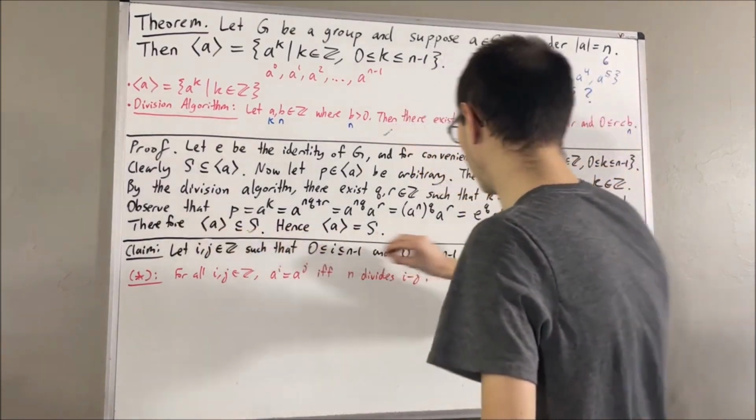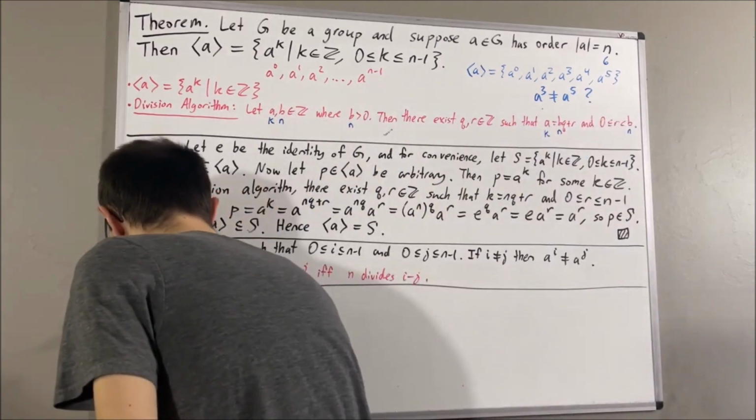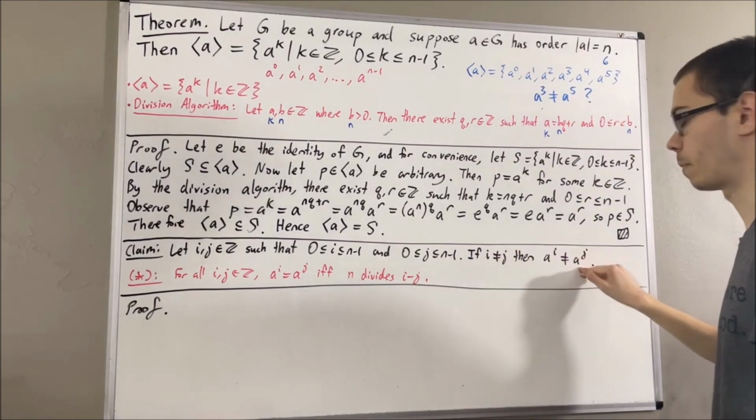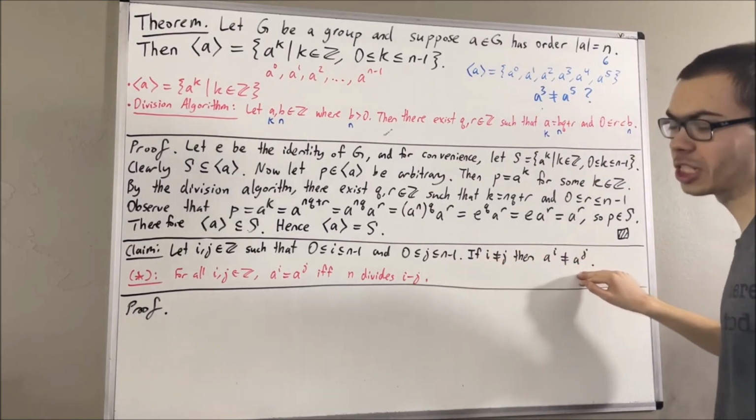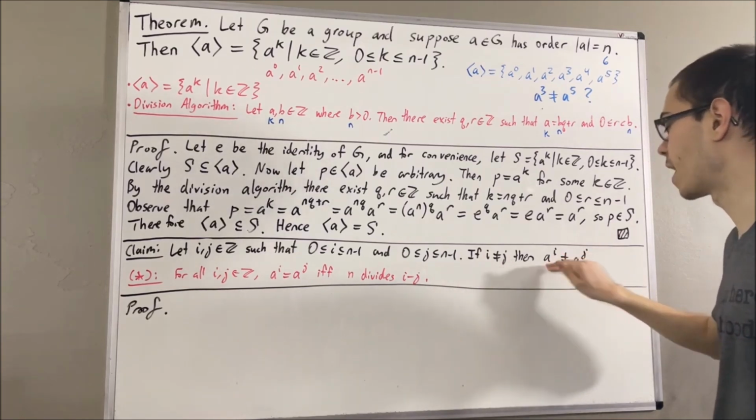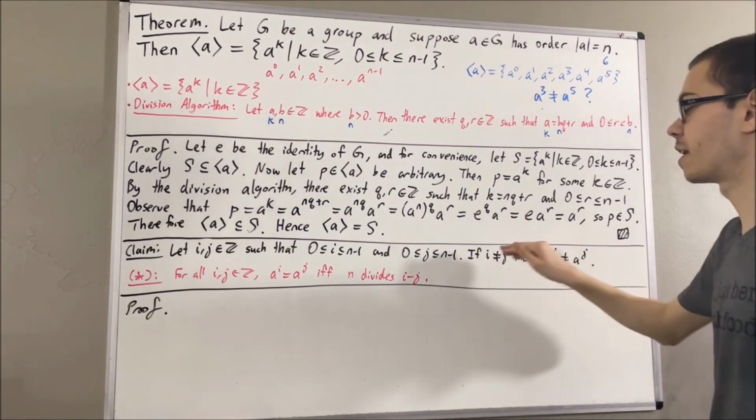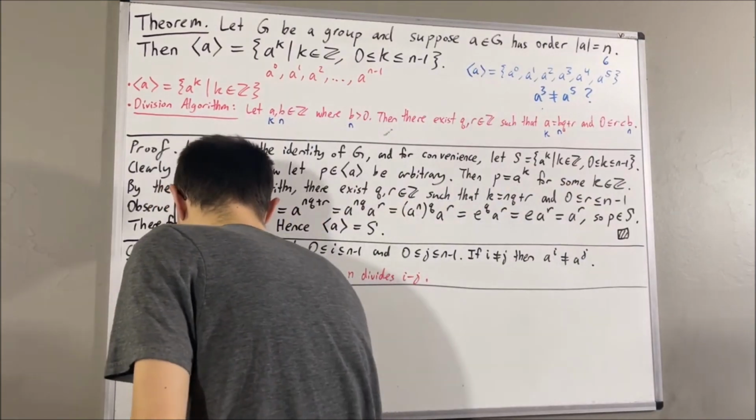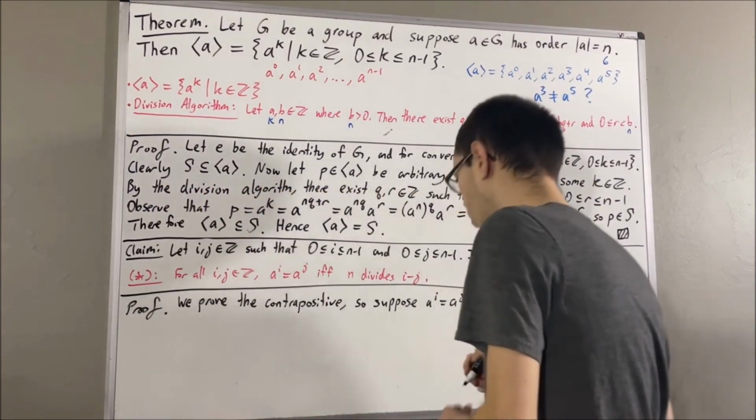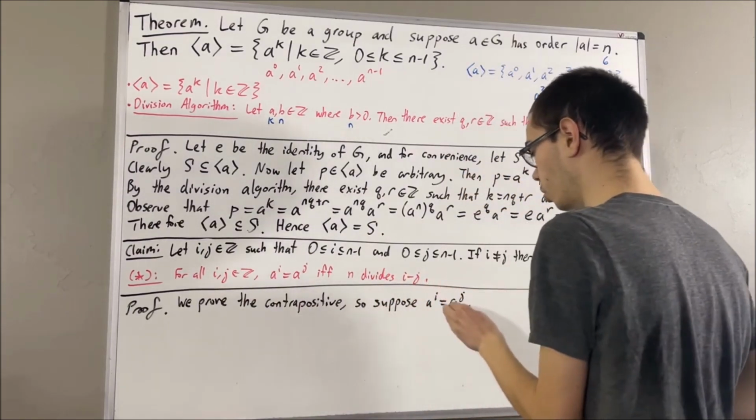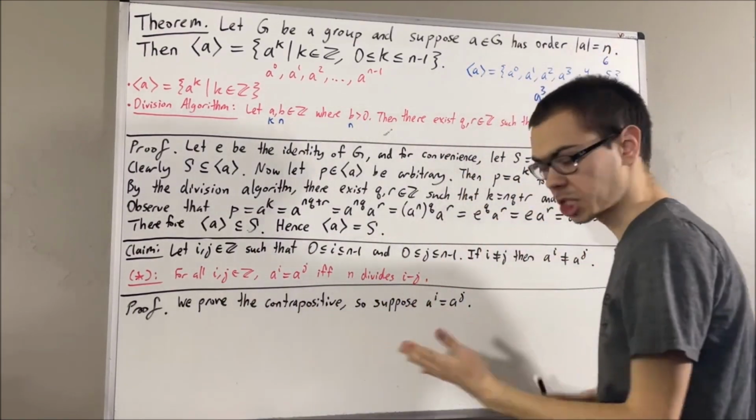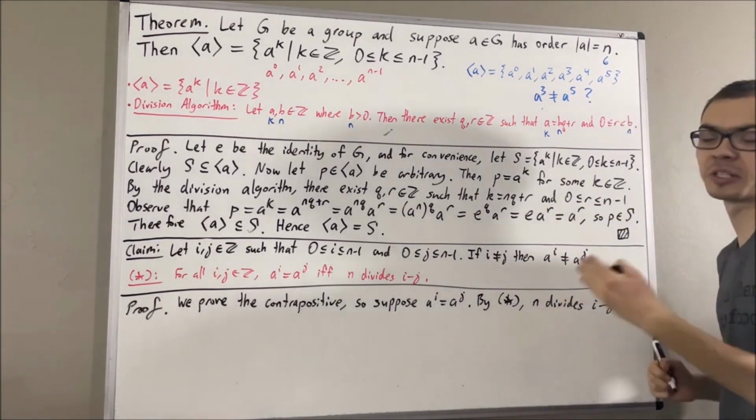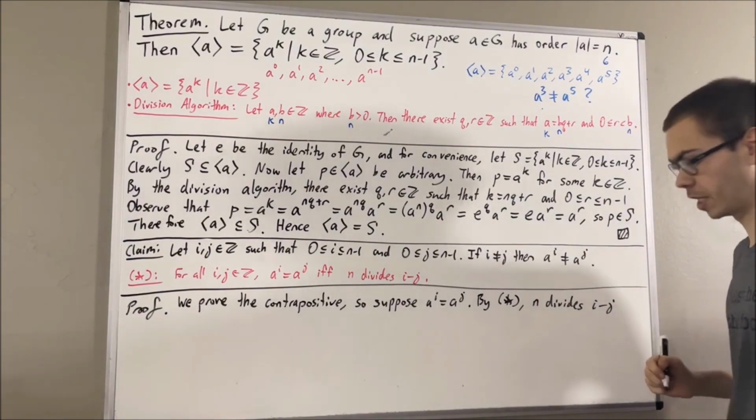Okay, so now let's prove this claim. Now we're trying to prove if i is not equal to j, then a to the power of i is not equal to a to the power of j. And to prove this, we're actually going to prove the contrapositive. So we're going to prove if a to the power of i is equal to a to the power of j, then i is equal to j. So let's suppose a to the power of i is equal to a to the power of j. Well then, according to star, we can conclude that n divides i minus j. So i minus j is equal to n times some integer. I'll call that integer v.